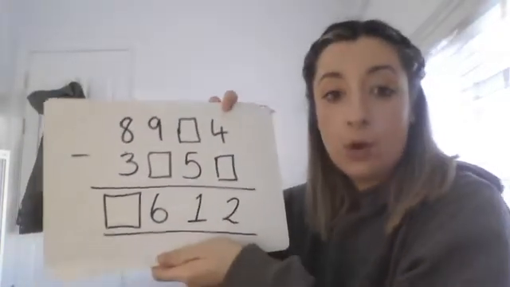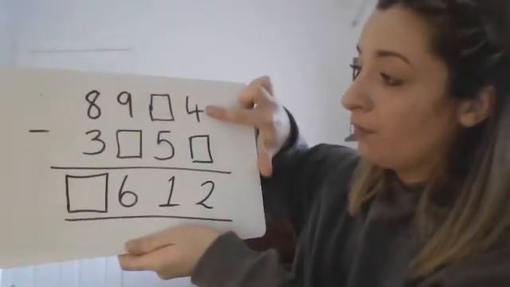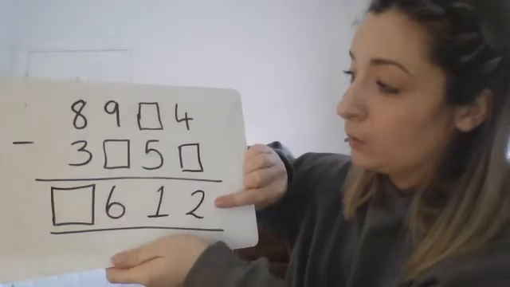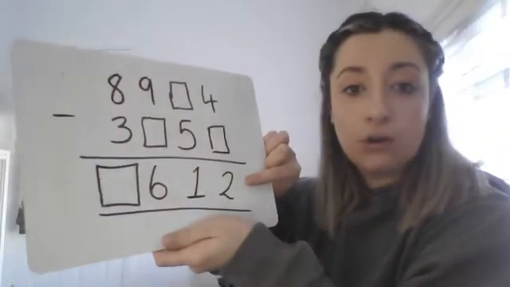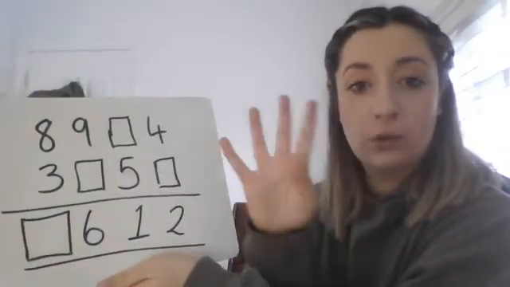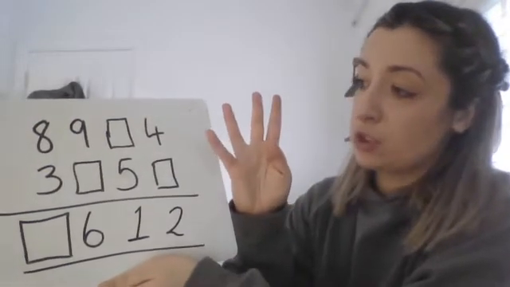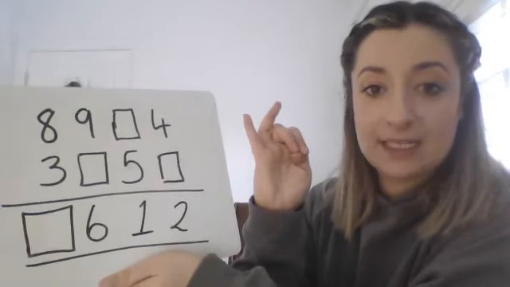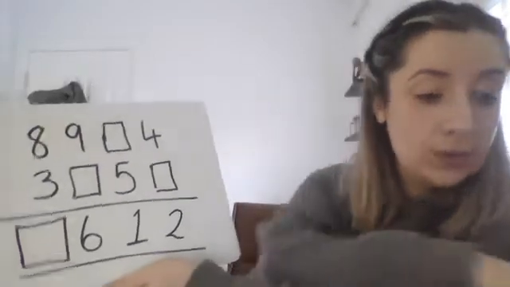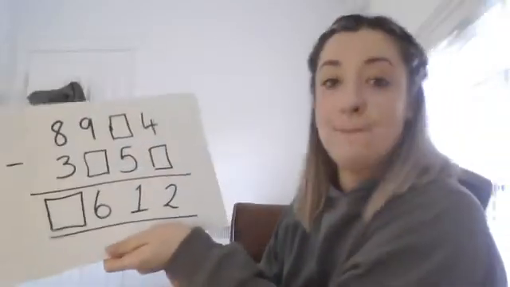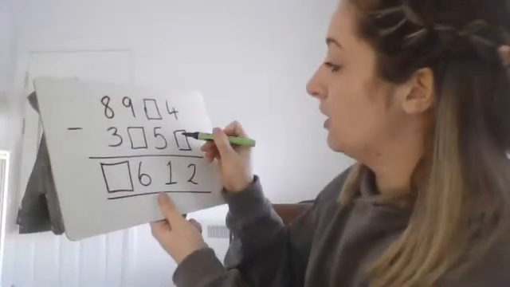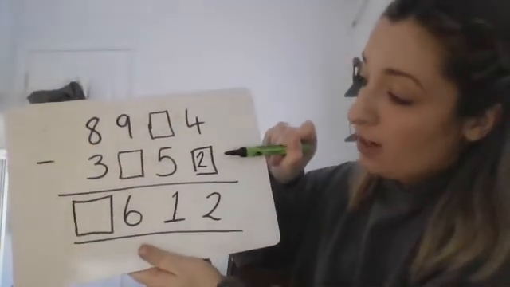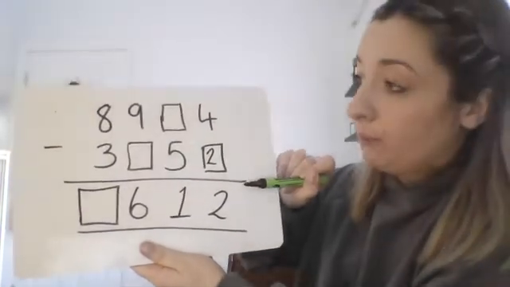So we're going to start with our ones column. We've got 4, subtract something equals 2. So if I've got 4, there's my 4, and I subtract something and it leaves me with 2, there's my 2. How many did I take down? I took 2 down. So my missing number for this box would be 2. And you can see that that makes sense. 4 subtract 2 equals 2.